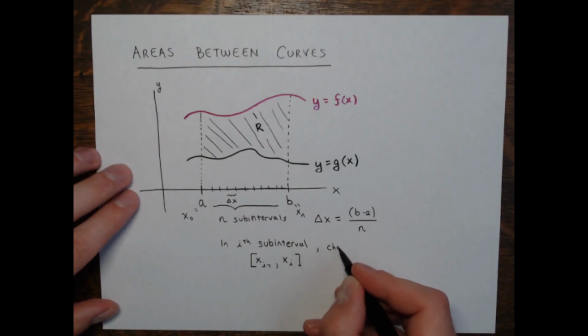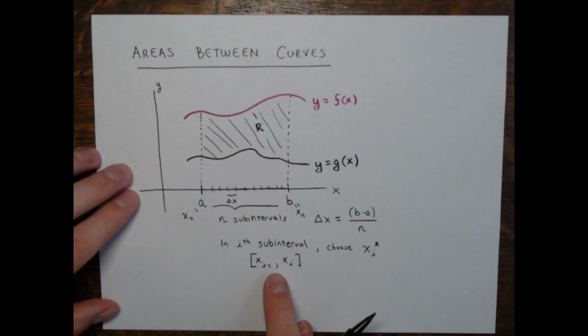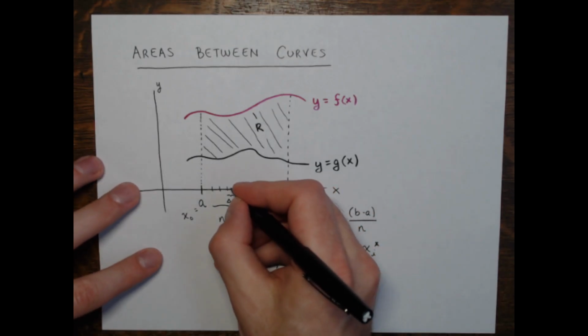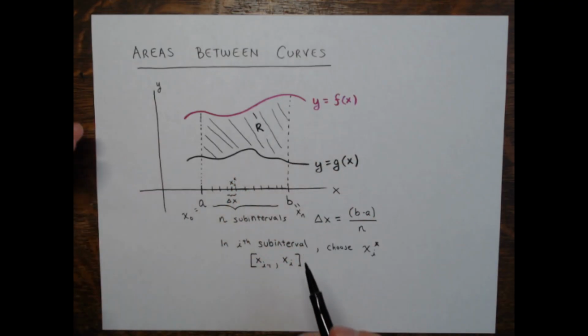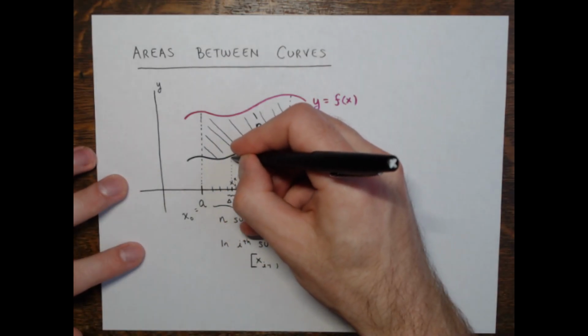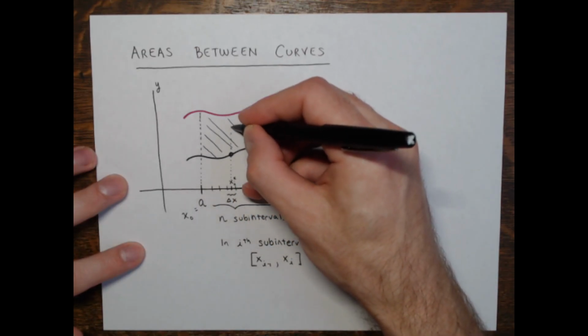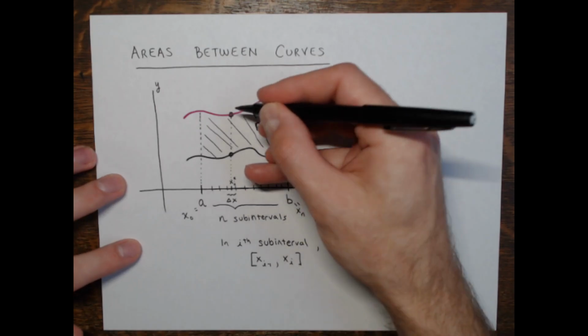We choose x sub i star, right? Just choose some special value in between. So let's say this is the ith interval here. I choose x i star. But now I have two curves to plug into. So this would take me to this point on the lower curve, and then this point on the upper curve.